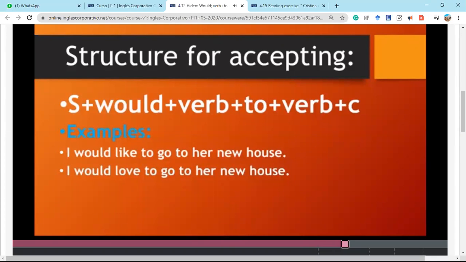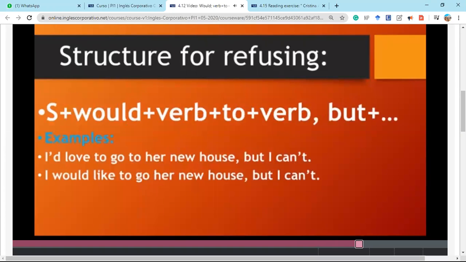And when we need to refuse an invitation, we need to follow this structure: subject plus would plus verb plus to plus verb, comma, but plus a reason. Examples: I would love to go to her new house, but I can't. I would like to go to her new house, but I can't.